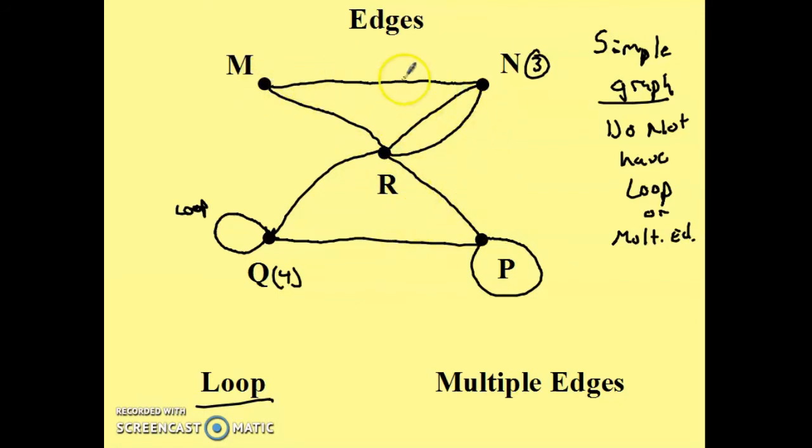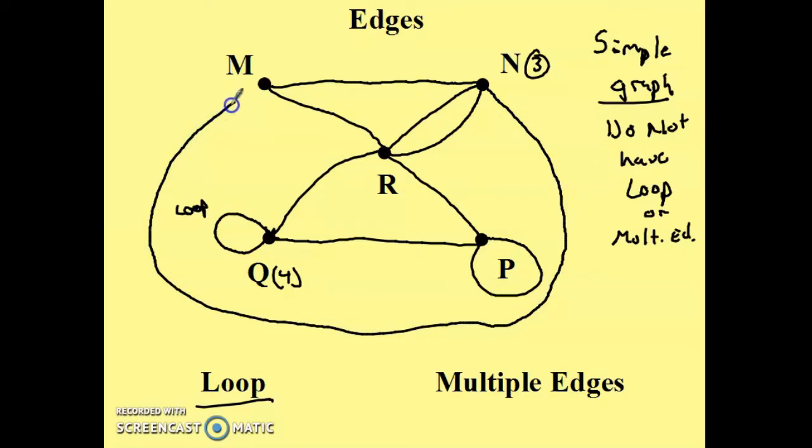And be careful, they don't have to go right beside each other. If, and I know it'd be kind of crazy, but if I drew an edge from N over to M, that would change. Now N has a degree of 4, and that is a multi-edge because this edge goes straight to M, and then the roundabout edge goes all the way around. So that's a multi-edge.